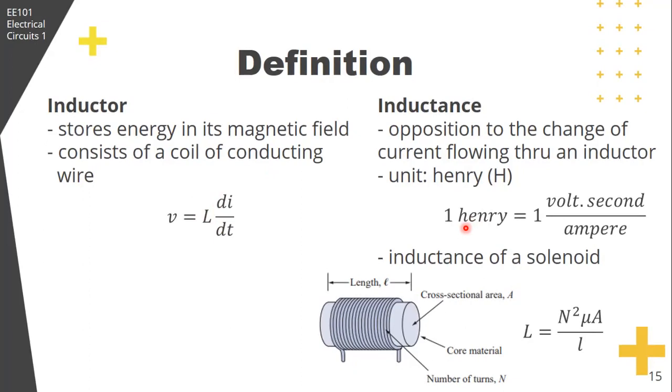The inductance of an inductor depends on the physical dimensions and construction. So for example, for a solenoid, a toroidal form, etc., they have different forms of inductance. For a solenoid, the inductance is equal to n squared, where n is the number of turns, times mu, the permeability of your core, times the area, actually the cross-sectional area, divided by the length.